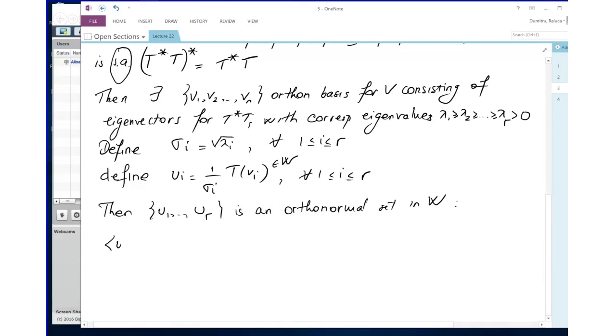So I'm going to look at the inner product between two of them, ui and uj, and I'm trying to get delta ij, the Kronecker symbol. I want it to be 0 if i and j are different. I want it to be 1 if they are the same, to give me unit vectors. Again, i and j are between 1 and r. All right, so ui is 1 over sigma i T of vi. uj is 1 over sigma j T of vj.